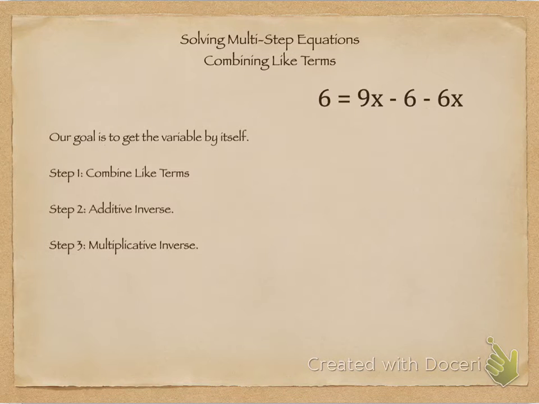Let's try one more. Here we have 6 equals 9x minus 6 minus 6x. Here again we're going to combine like terms. Our like terms will be our variables with their coefficients, 9x and negative 6x, which will make 3x. We'll bring down the rest of our equation, so our result will be 6 equals 3x minus 6.